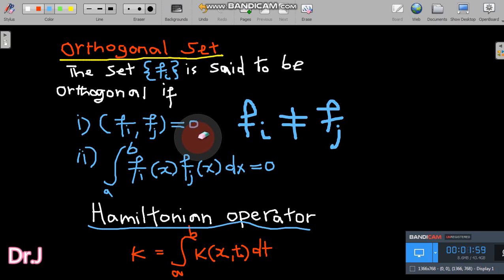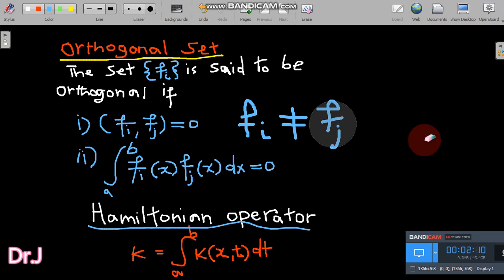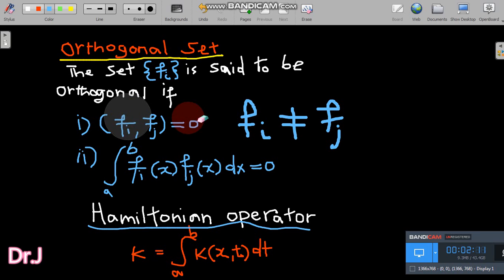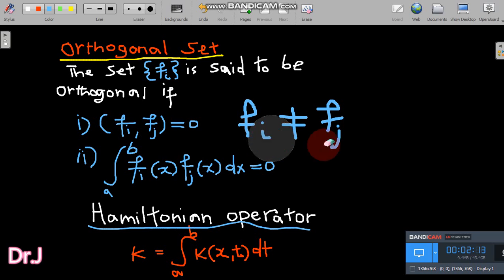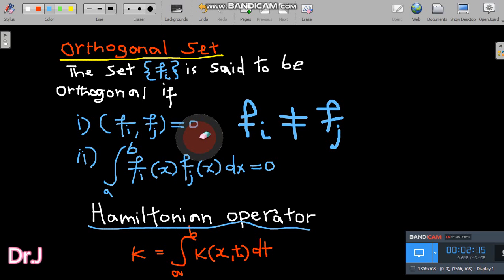When Fi equals Fj, what will take place? Its value is 1. When i equals j, then it becomes 1. That is, the inner product equals 1. When i is not equal to j, the inner product equals 0.